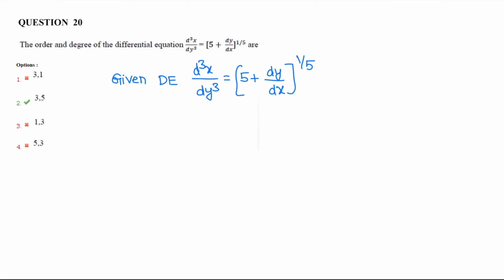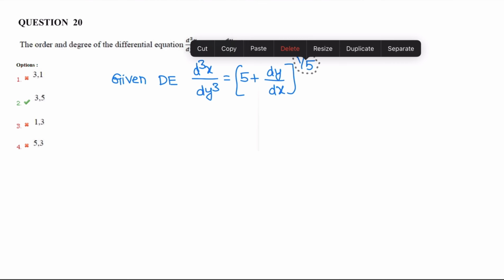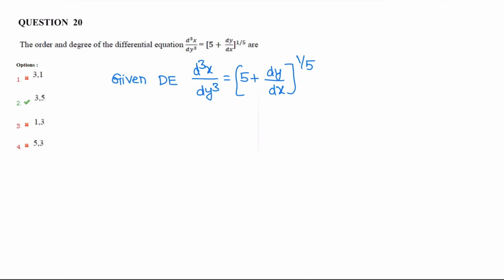Now here the fractional power is there for the derivative dy by dx. So we need to bring this differential equation into a form which is free from radicals and fractional powers for the derivatives. (d cube x by dy cube) whole power 5 is equal to 5 plus dy by dx.